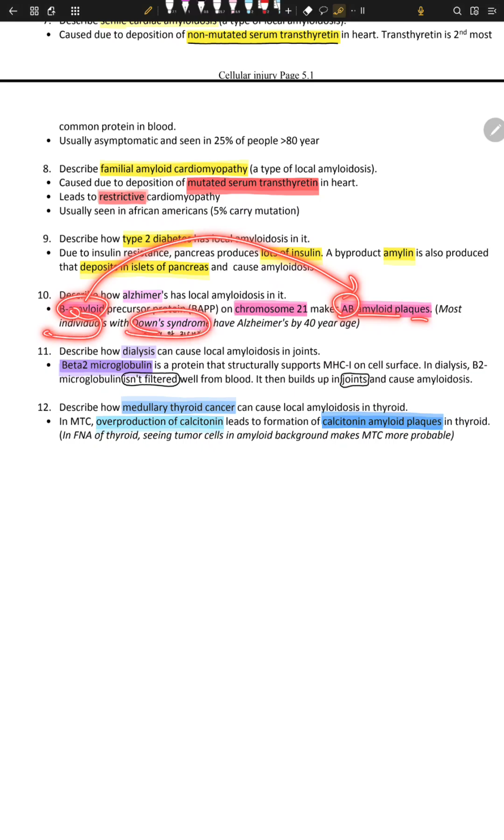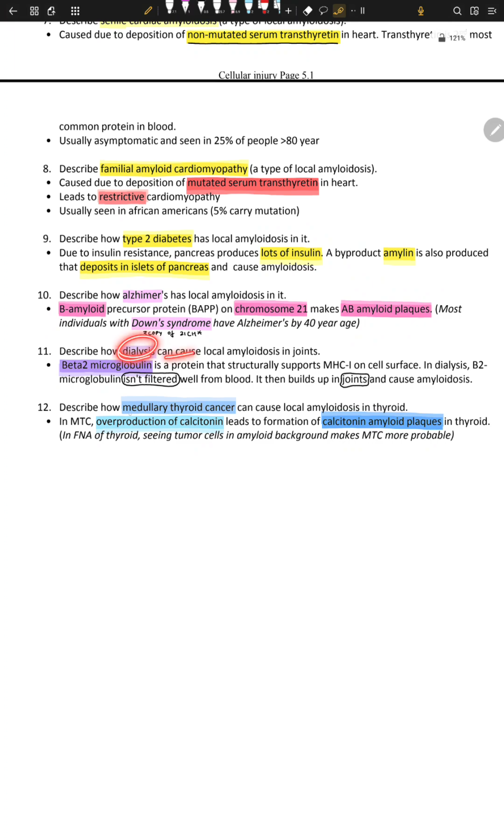Most individuals with Down syndrome have Alzheimer's by the age of 40 years old, okay? Because they have 3 copies of chromosome 21. This protein is called beta amyloid precursor protein, APP. APP makes AB amyloid plaques, and this is a local deposition, and this is how Alzheimer's messes up.